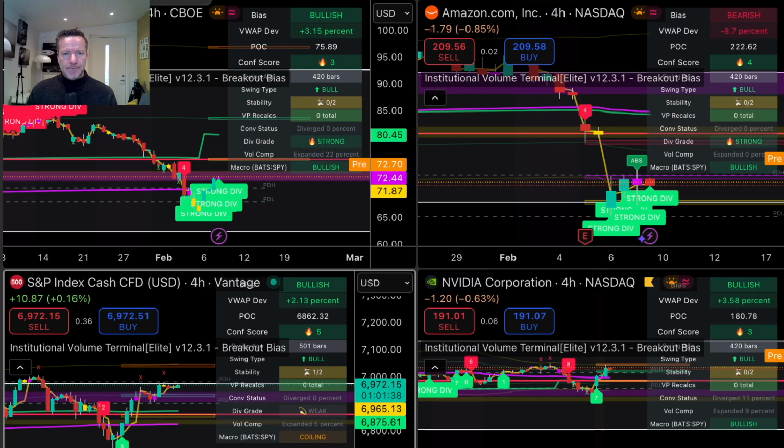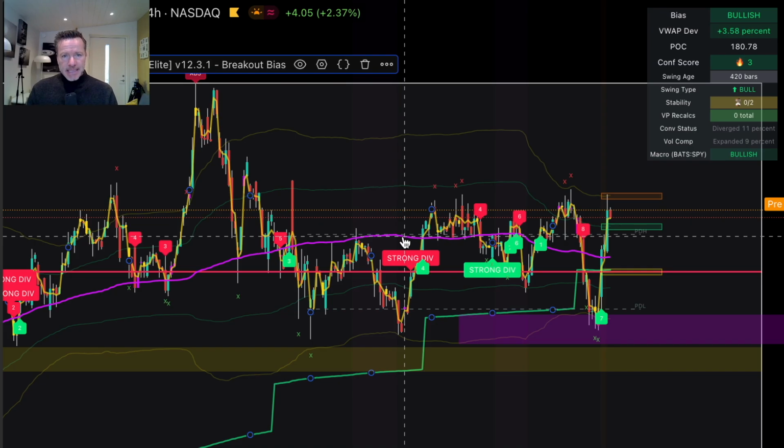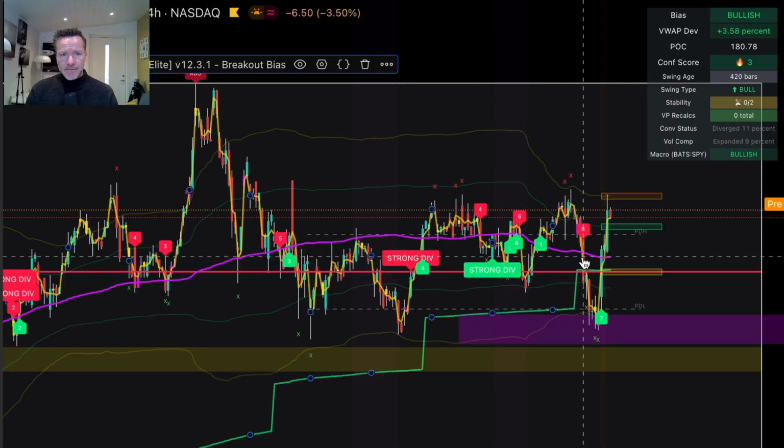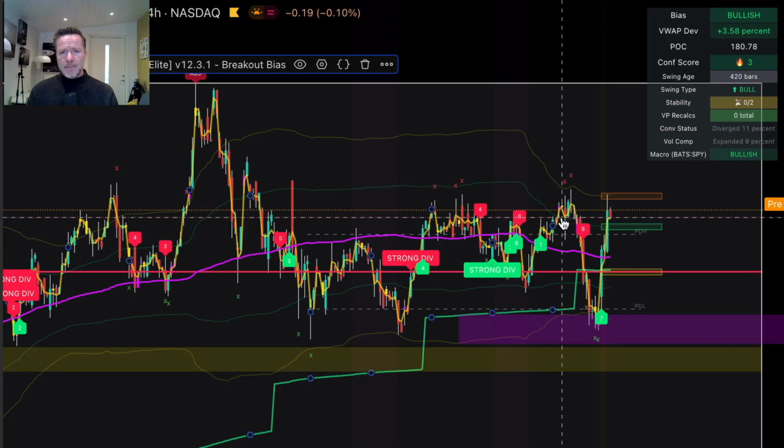Let's get into it. Before we analyze today's setup, let me quickly explain what you are seeing on these charts, because this is not your typical retail trading indicator. This is the institutional volume terminal, and it's built on 4 components that professional traders use to read the market structure. Now, the first one is the VWAP deviation. This tells us how far price is from the average institutional cost basis.